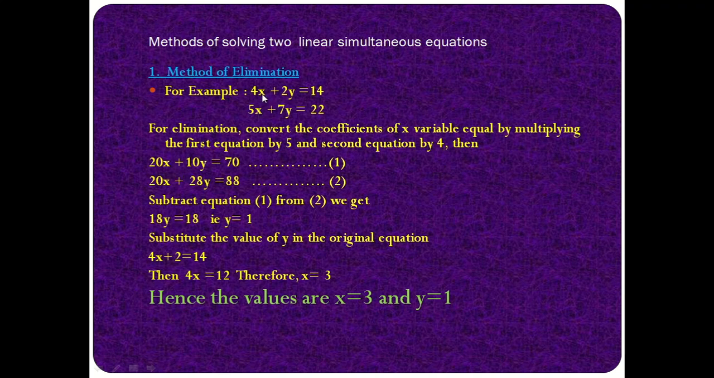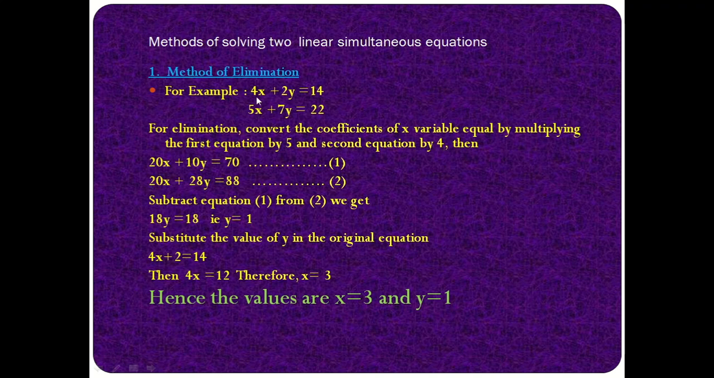So 5 into 4x is 20x, plus 5 into 2y is 10y, is equal to 14 into 5, that is 70. When you multiply, you will have to multiply each term by the 5. So this is the first equation.